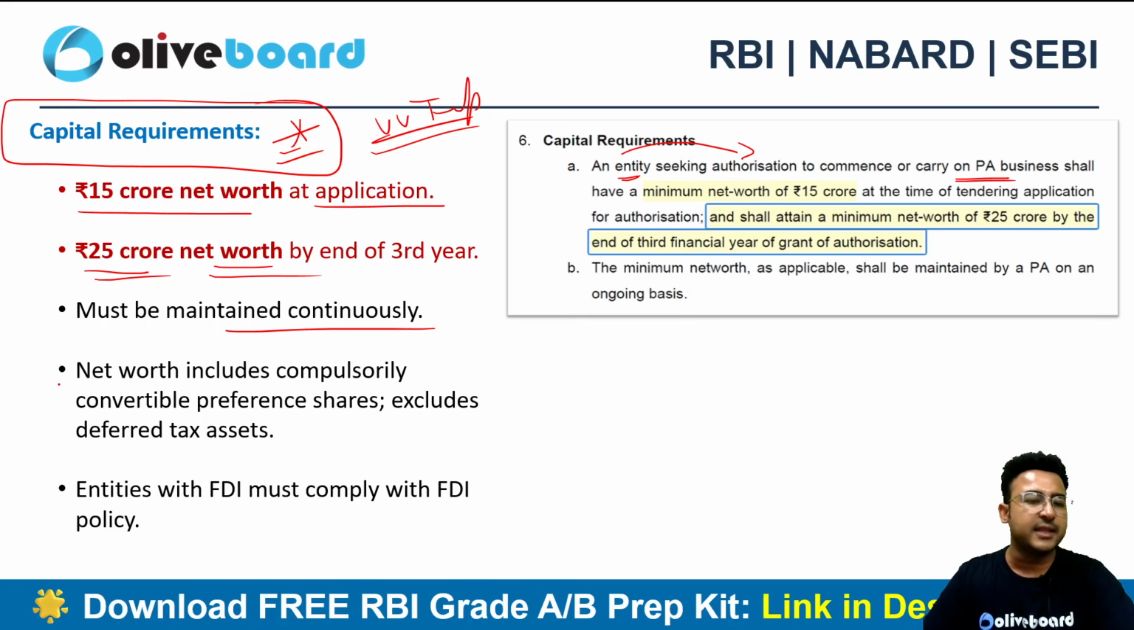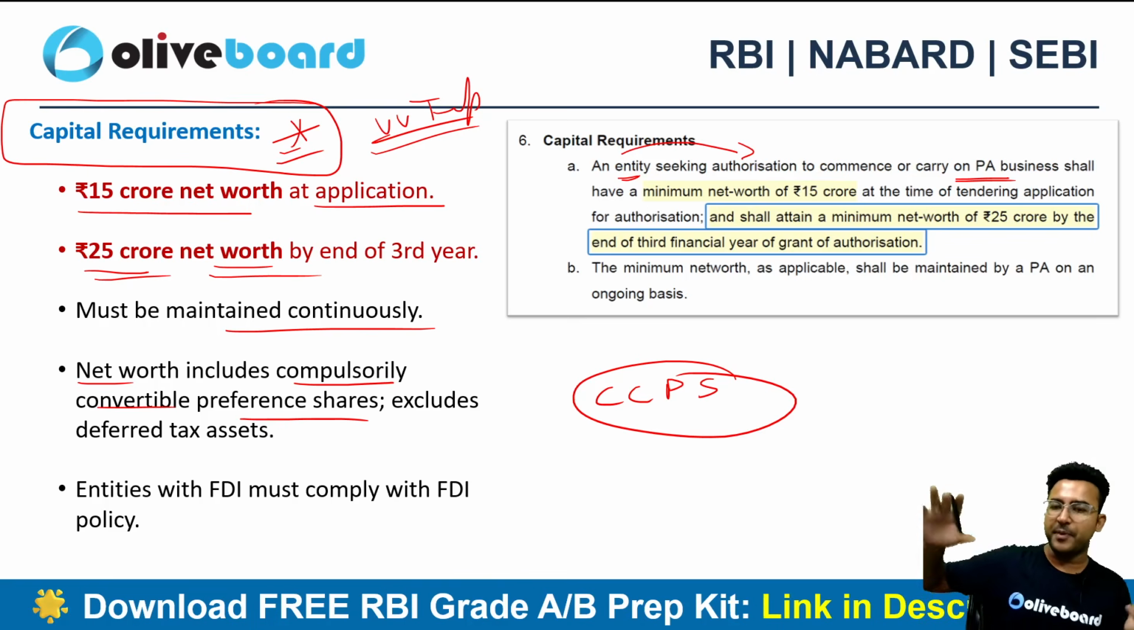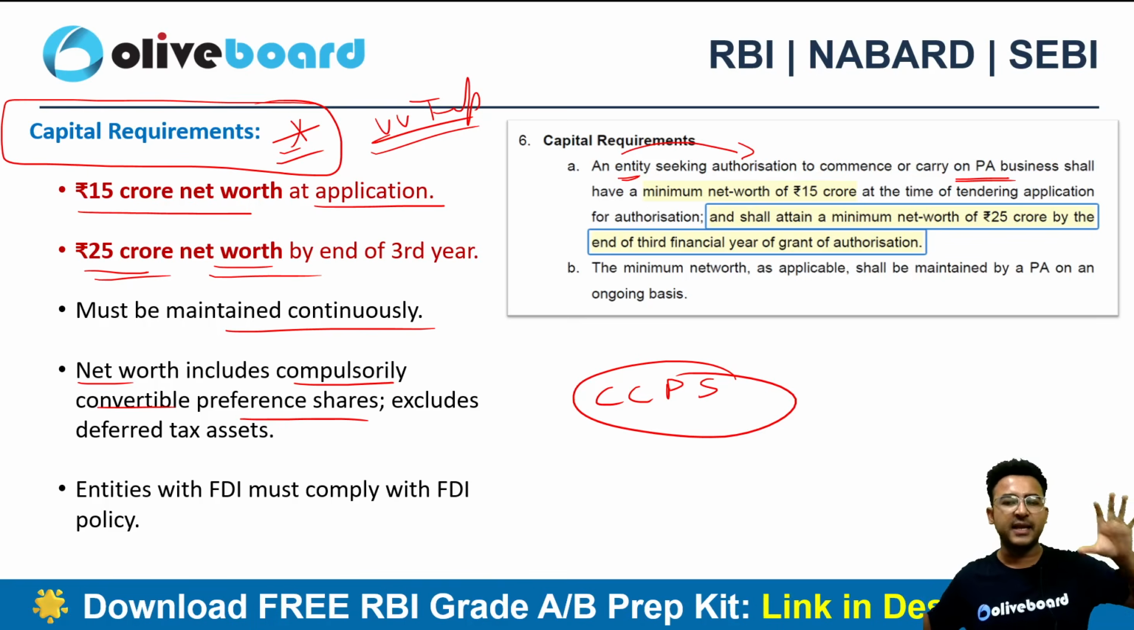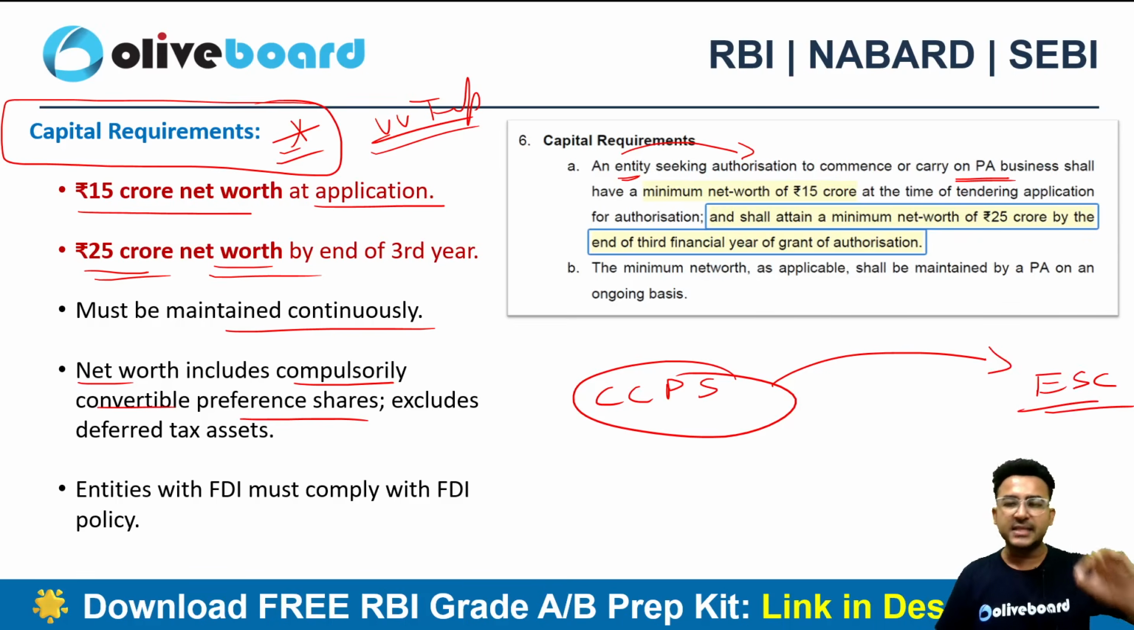Now when you are calculating the net worth, you can include compulsorily convertible preference shares. Compulsorily convertible preference shares, we have multiple times discussed about these shares. They are your preference shares. Why? Because they are compulsorily convertible. In the near future, they are going to become your equity share capital, right? They are compulsorily convertible preference shares. Definitely they will turn to equity only, right? Because they are compulsorily convertible.